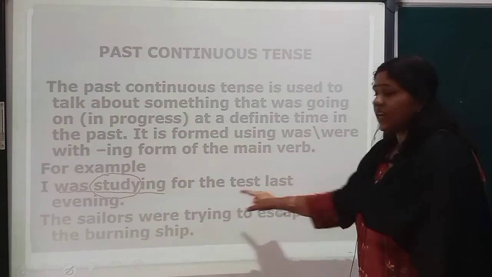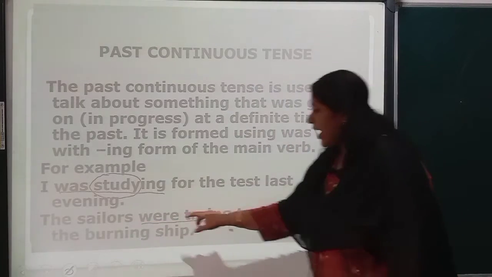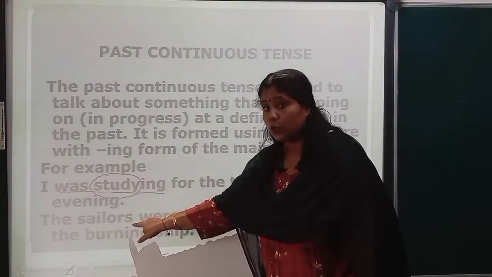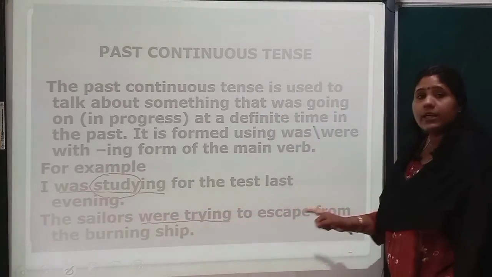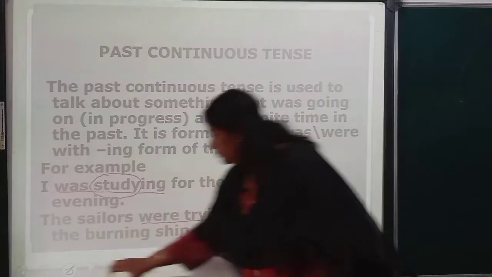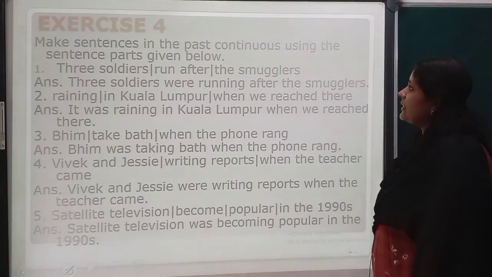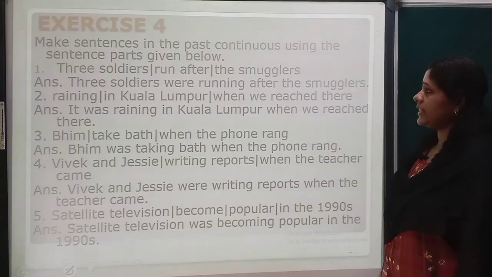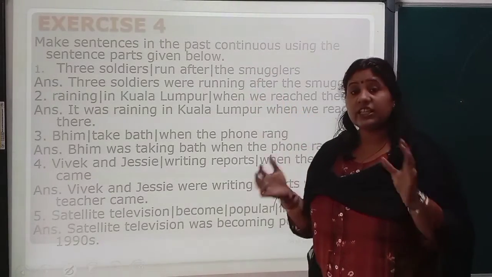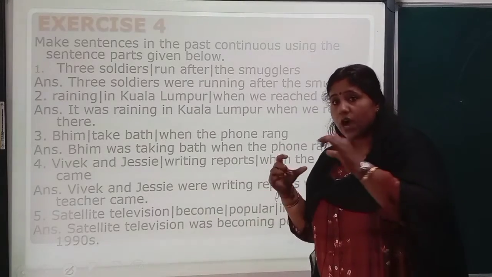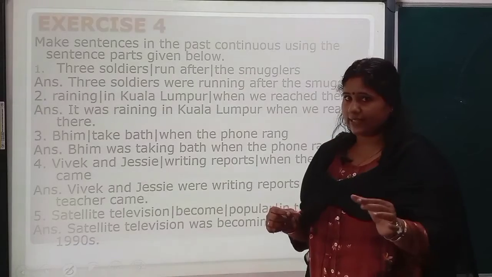Studying for the test last evening. The sailors were trying. Why were? Because sailors is plural. So, the sailors were trying to escape from the burning ship. Exercise 4. Make sentences in the past continuous using the sentence parts given below. Here the questions are given in jumbled form. You have to arrange them properly in past continuous tense.